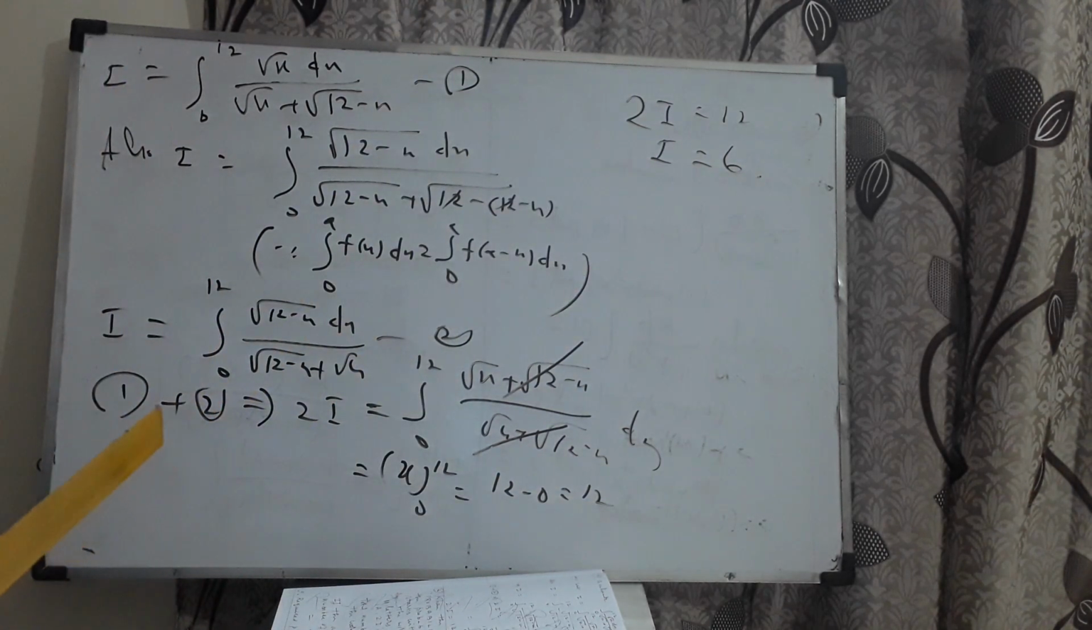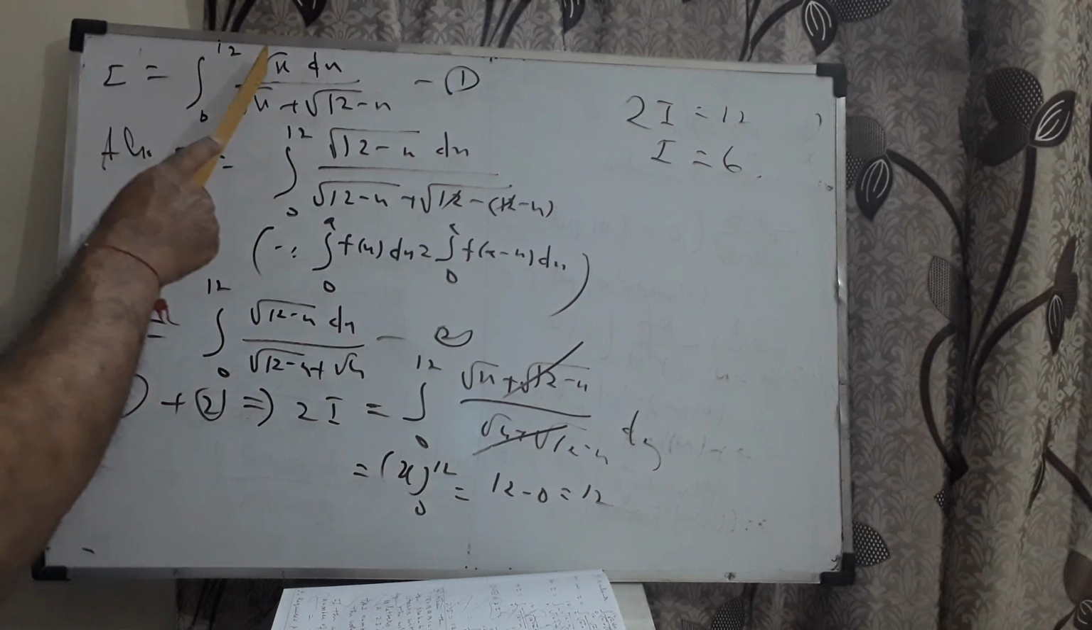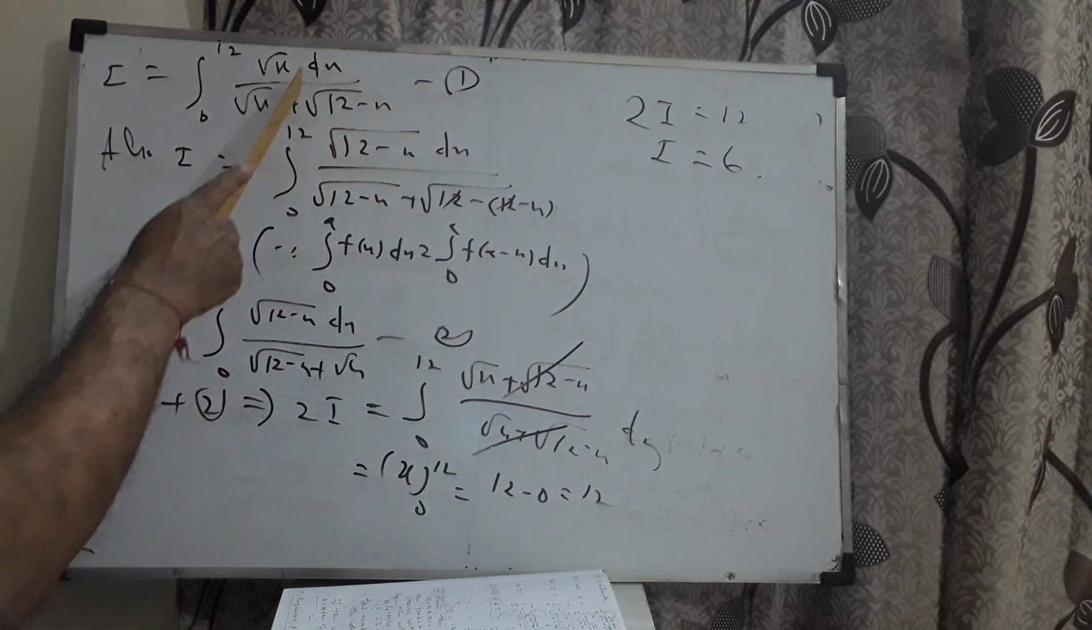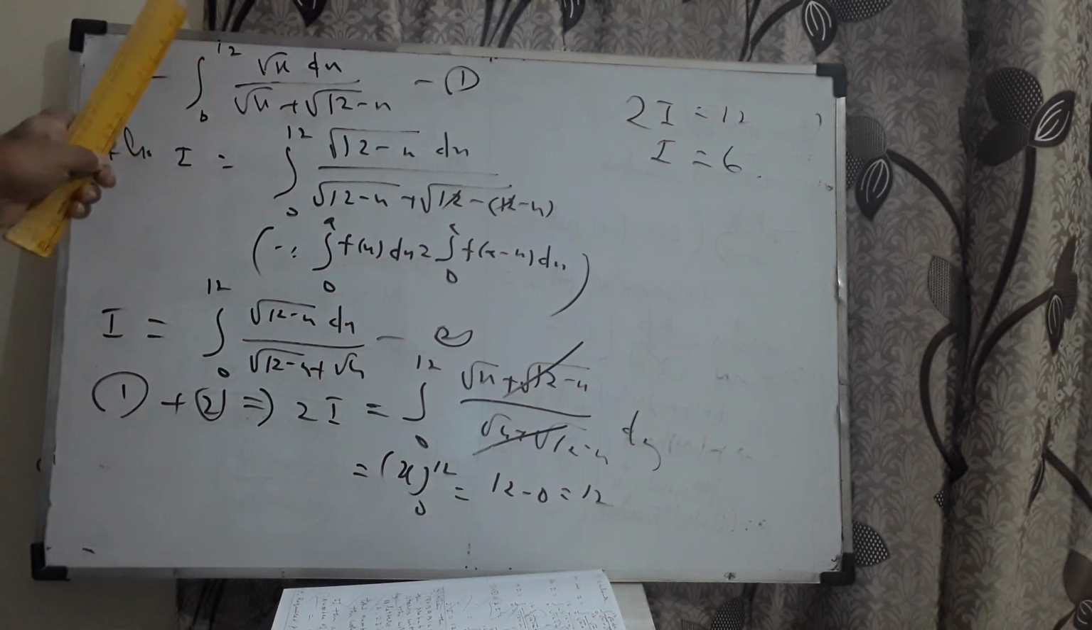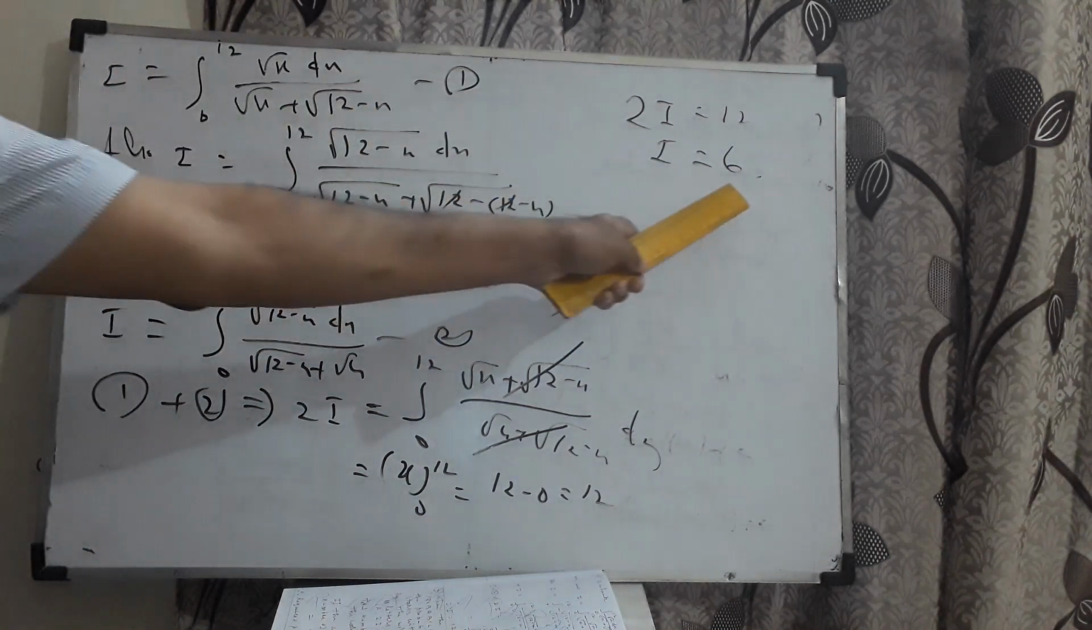Again, there is a generalization here. If you are given integral 0 to a root x dx by root x plus root of a minus x, apply the rule. I'll get the answer to be a by 2. So in any such case, if the upper limit is 12, my answer will be 12 by 2, which is 6.